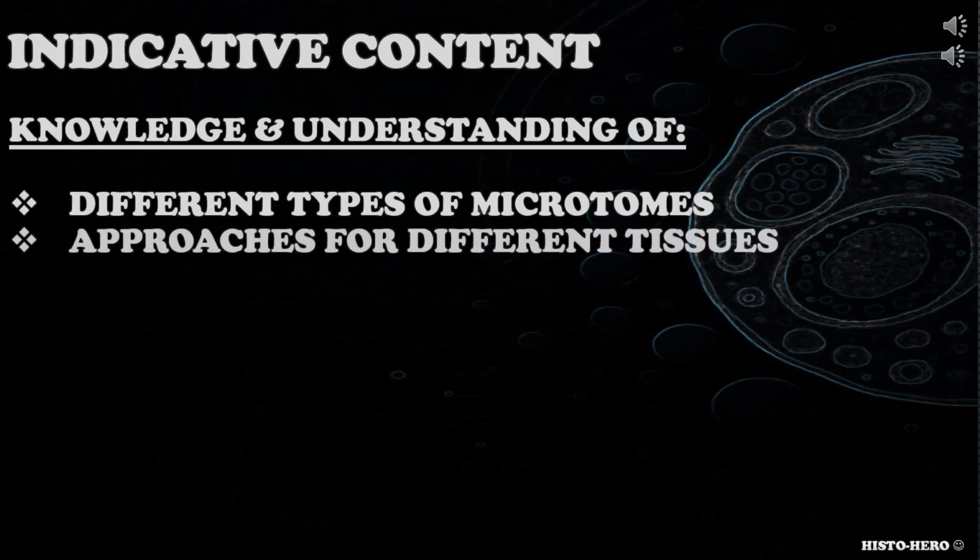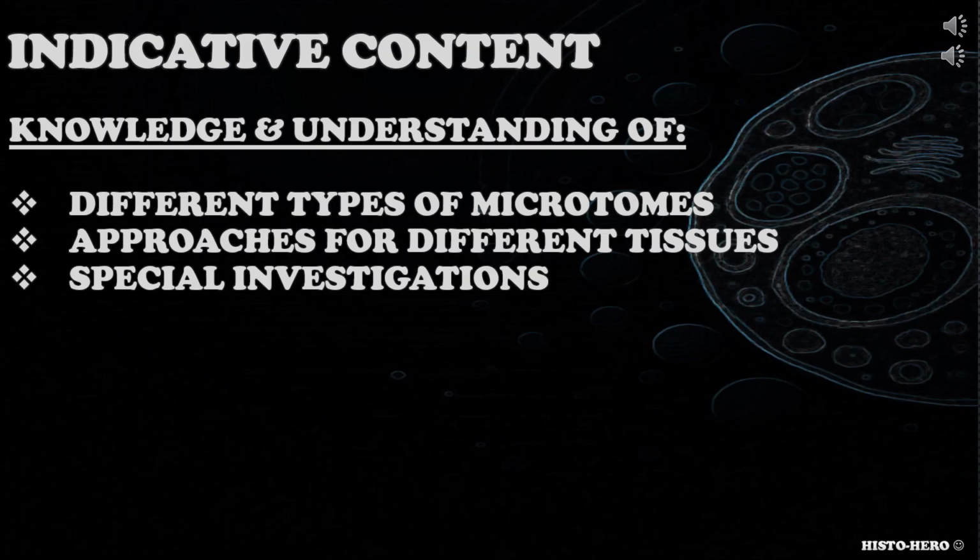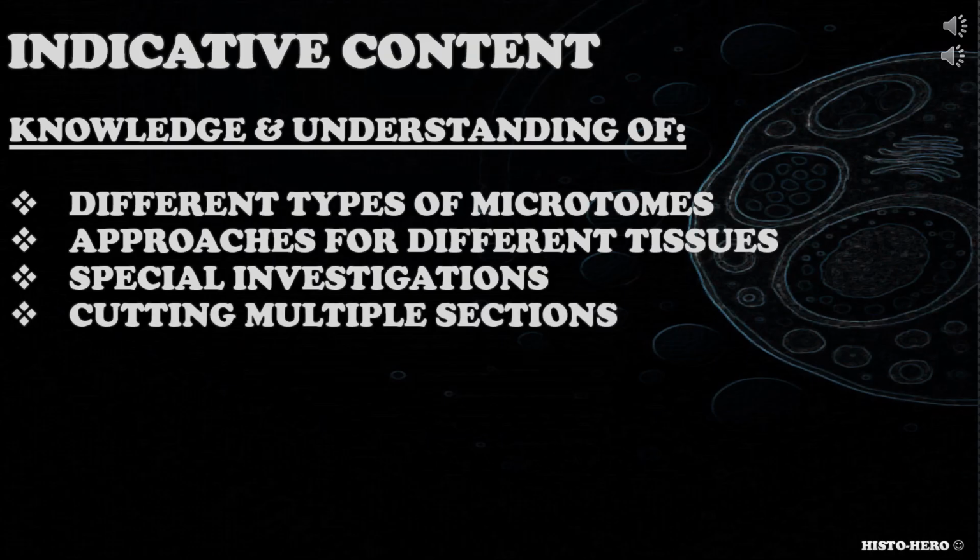How different tissue types may need different approaches, lymph node, fatty tissue, suspected amyloid samples. Standard sets of special investigations. Cutting multiple sections for medical liver or renal biopsies.